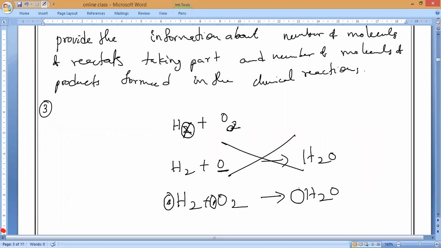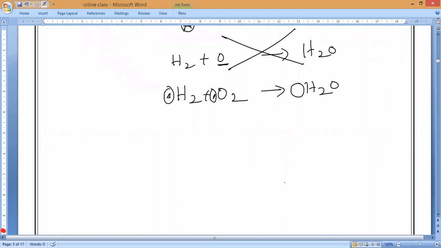The coefficients written before the reactants and products in a balanced chemical reaction represent the molecules or the number of moles of the substance. That is why we call it a molar balanced chemical equation. Once again, I will explain with an example. Third point, remember, water formation. Tell me the water formation equation: H2 plus O2 gives H2O. Balance it, what will come? 2H2 plus O2 gives 2H2O.